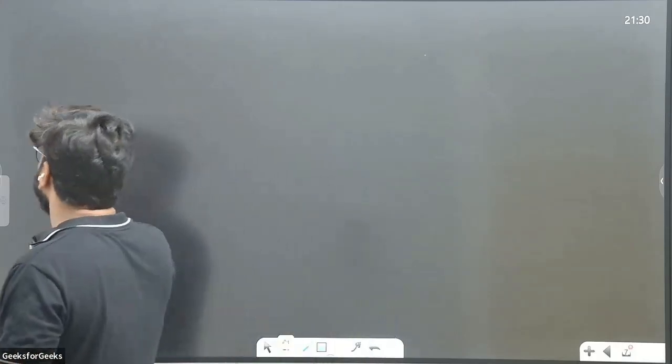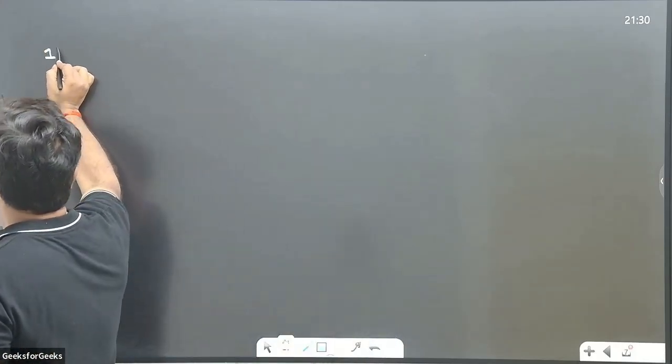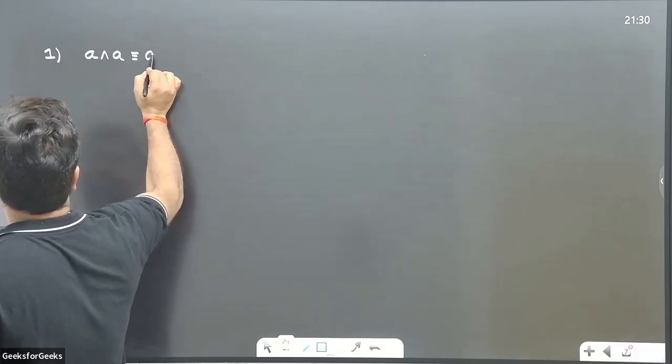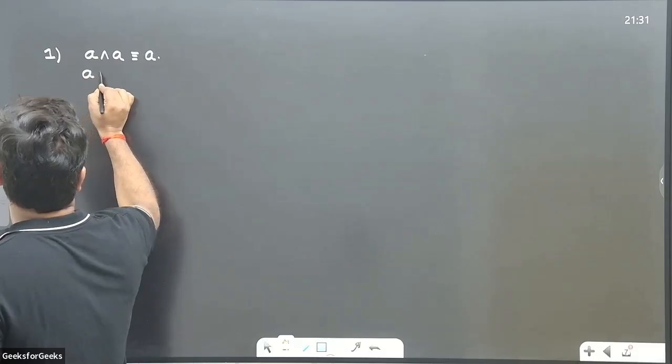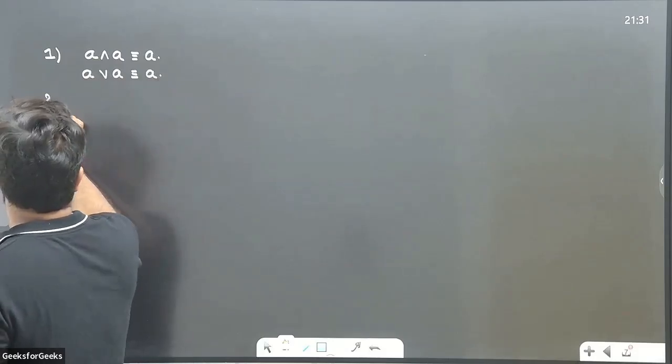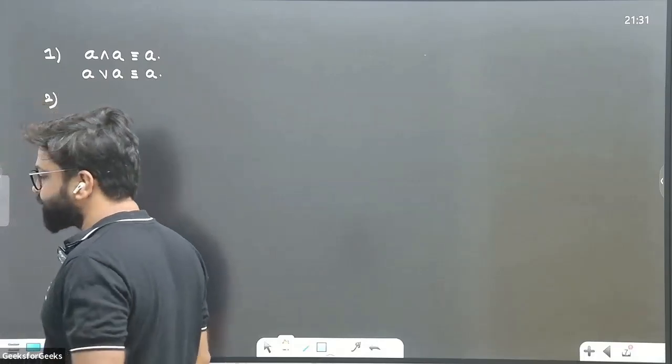Let's try to understand type 2 today, and that is related to logical equivalence. So for example, these are all the methods. First, if I have A and A, then I can say that it is logically equivalent to A. If I write A or A, then it is also logically equivalent to A. And everybody knows about it, right?